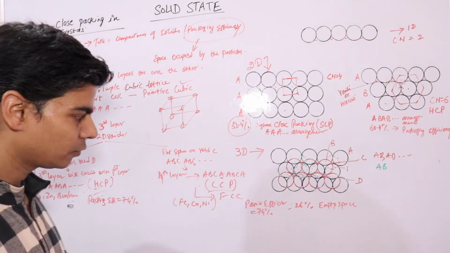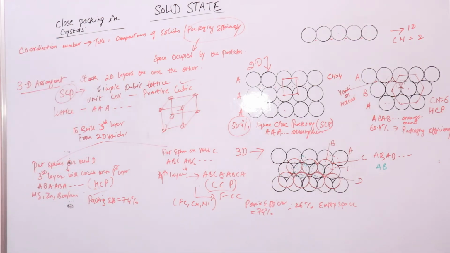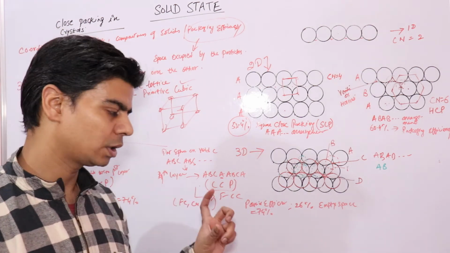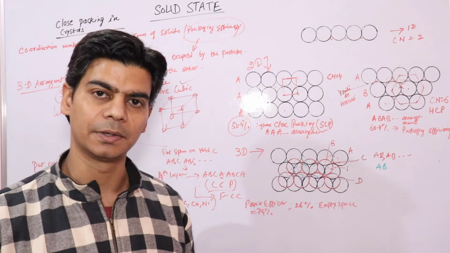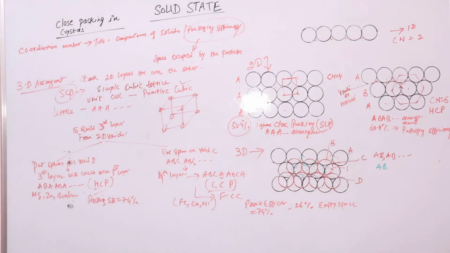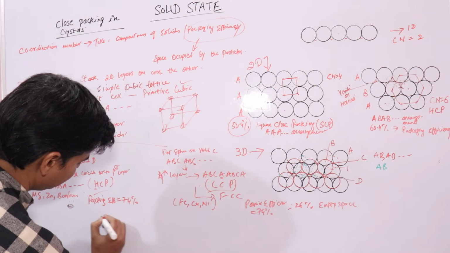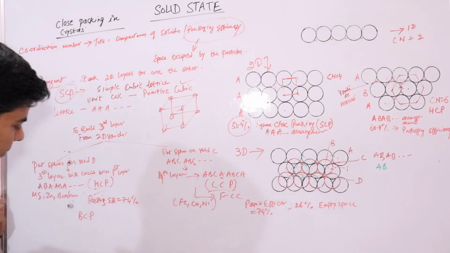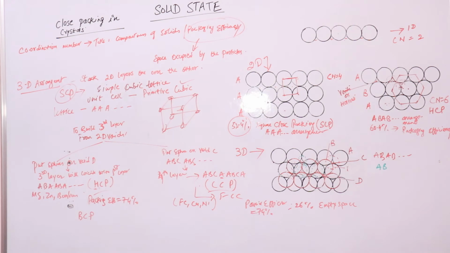Now there is another type of arrangement we have, which is body centered packing, the body centered arrangement of particles. We call it BCC. In BCC we have soft metals like sodium, potassium, rubidium. We are already aware of this type of arrangement, the body centered one.